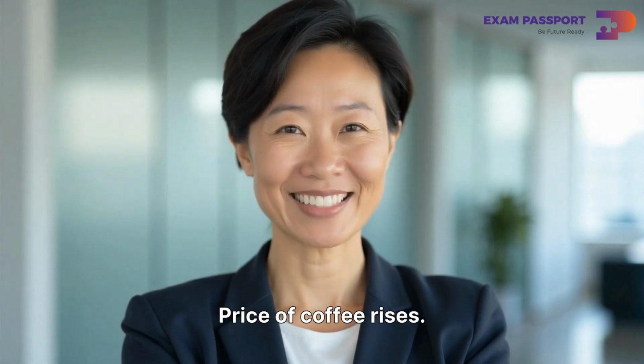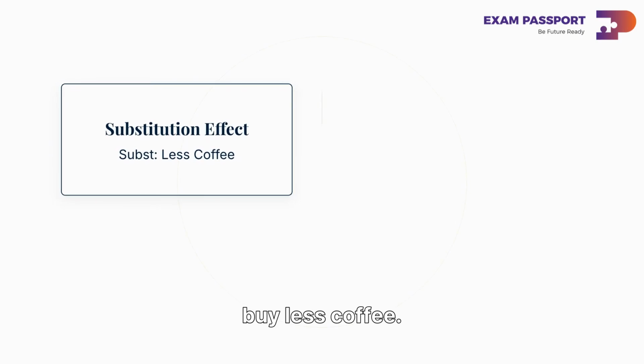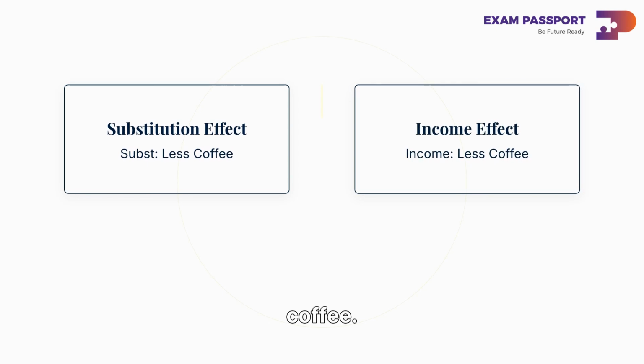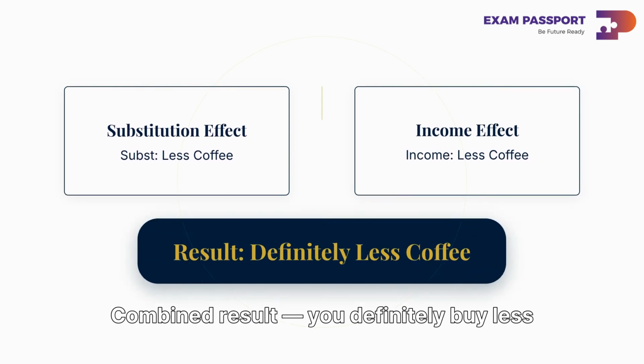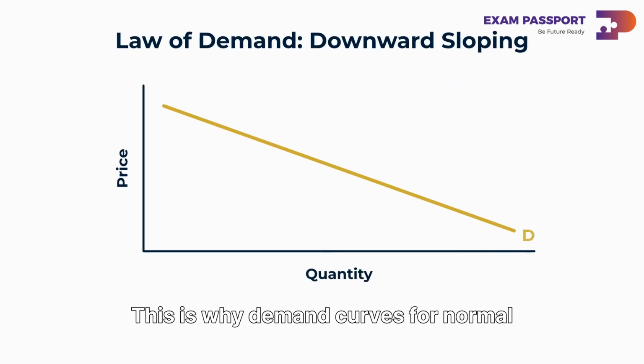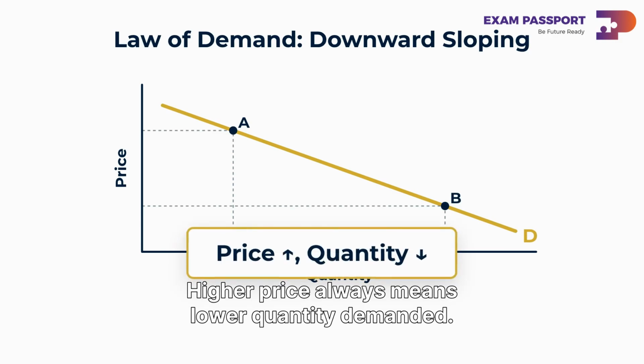For normal goods, both effects work in the same direction. Price of coffee rises. Substitution effect: switch to bubble tea, buy less coffee. Income effect: feel poorer, buy less coffee. Combined result: you definitely buy less coffee. This is why demand curves for normal goods slope downward. Higher price always means lower quantity demanded.